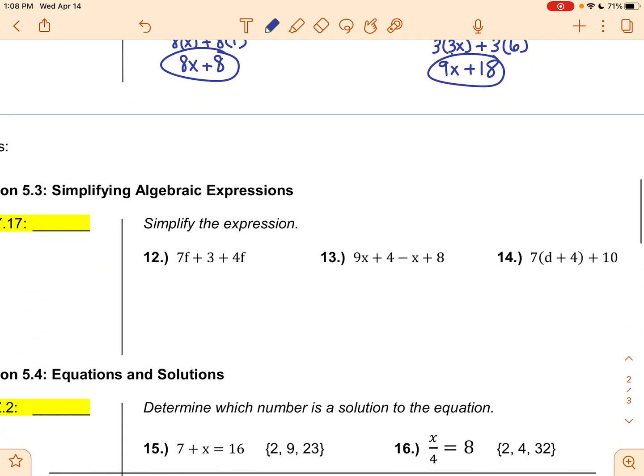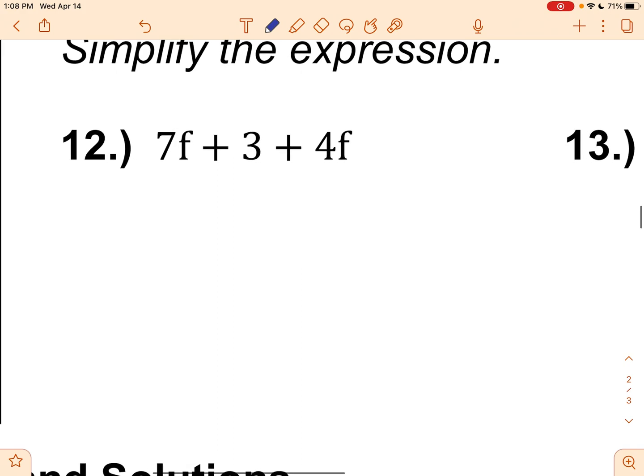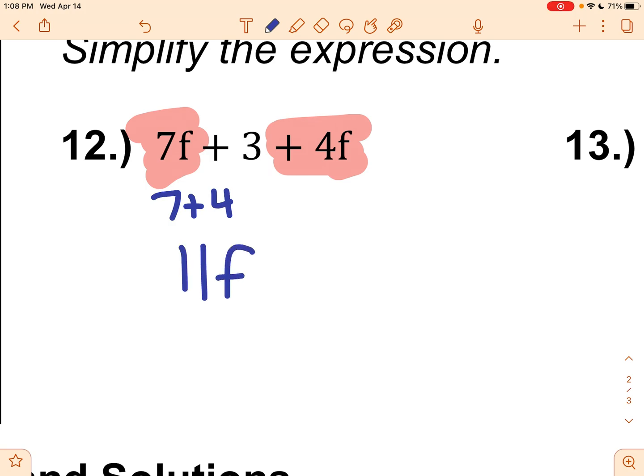Moving on to simplifying algebraic expressions. Number 12, we have 7f plus 3 plus 4f. So this is where you highlight which ones you can combine. This 7f could combine with the 4f. So we're taking 7 plus 4, which is 11f. And then we still have this plus 3, so add it right on.